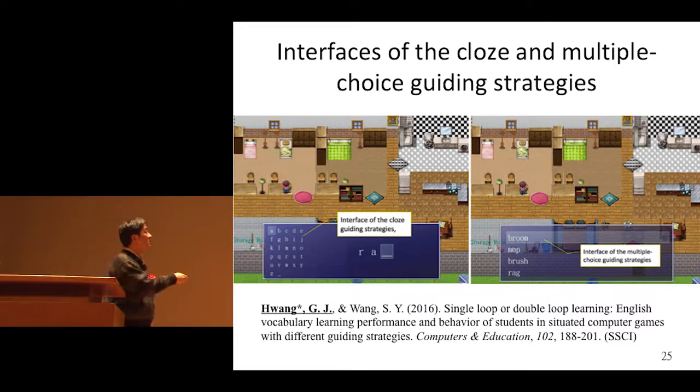So the game will propose some questions and let the student answer, but the question is in the form of a fill-in-blank game. So the student needs to type in their answer. And in the second game, they use a multiple choice interface, so the student only needs to choose one of the answers. From the gaming interface, what will happen?